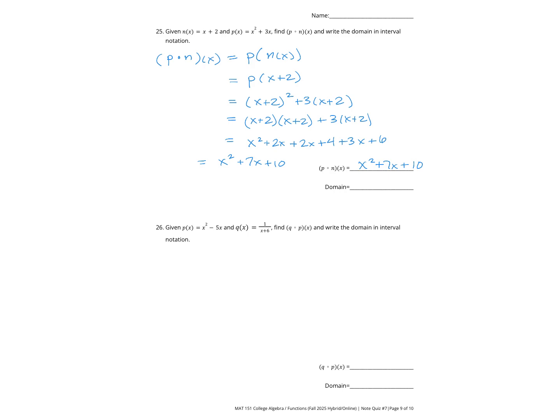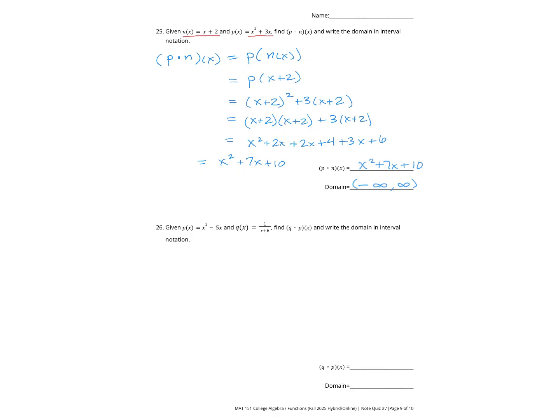The domain, we have to look at the ingredients we're using. Since we can add anything to 2, no restrictions are coming from the n. We can square and add 3 times anything we want, so no restrictions come from p. Putting them together, no restrictions on that either. So therefore, our domain is all real numbers.